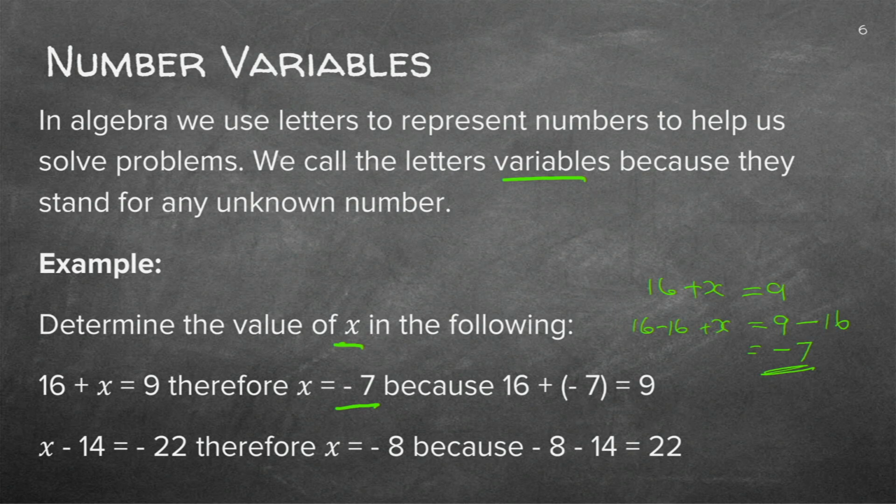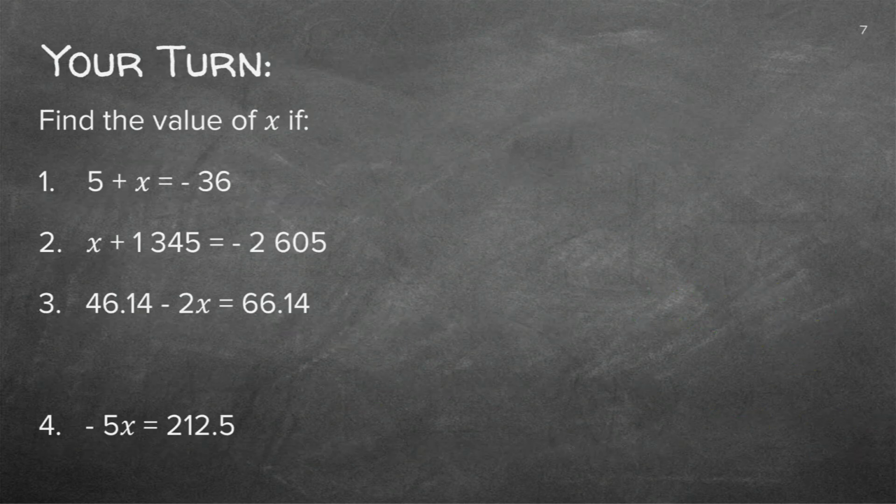Okay, same here. x minus 14 equals minus 22. So x is minus 8. How did we work that one out? So x minus 14 plus 14 equals minus 22 plus 14, and that gives us minus 8. Right. So are you ready to try some? Now we get into the real fun stuff. Find the value of x if 5 plus x is minus 36.